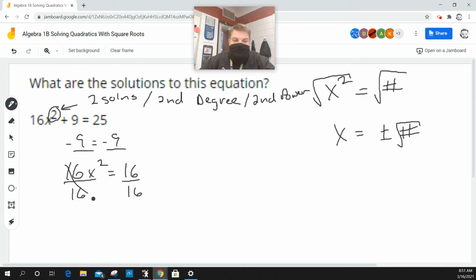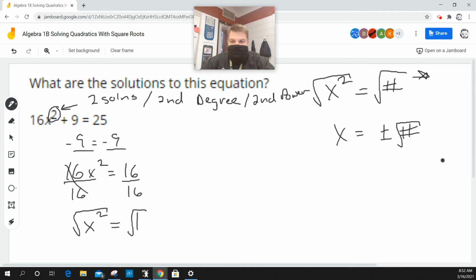Okay? This 16 divided by 16 is 1. 1 times x squared is just x squared. What's 16 divided by 16? 1. So now I'm doing this stuff right here, right? So what I'm going to do now is I'm just going to take the square root of this side and the square root of this side.